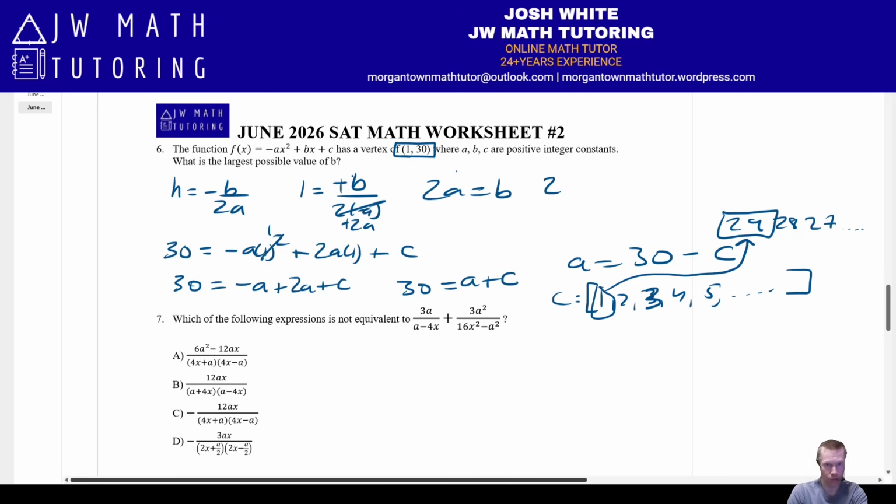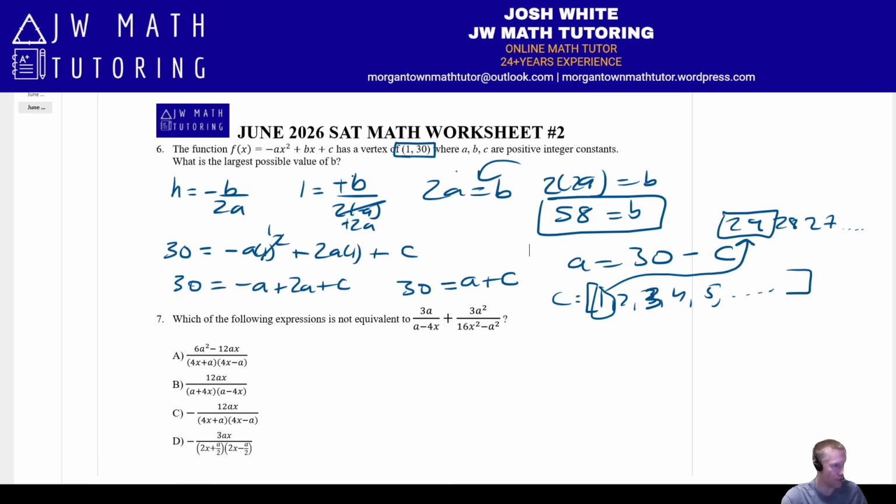Therefore, if you go back to this equation, you get 2 times 29 is b. Therefore, the largest possible value for b will be 58. Okay, that's the theoretical approach. Again, that took me a lot longer than it should have to figure out. Here is the Desmos approach that you can use.